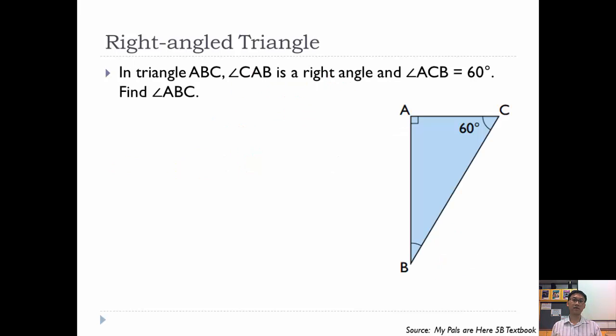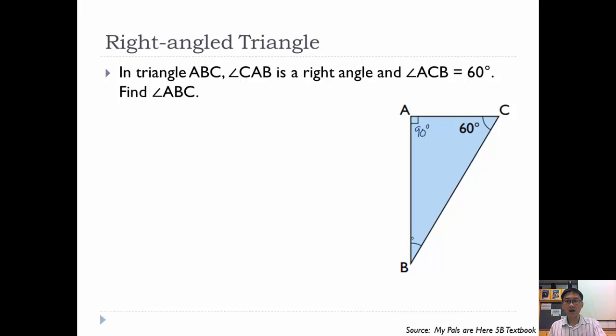So let's look at an example and figure out how to do this. In triangle ABC, angle CAB is a right angle, and angle ACB is 60 degrees. Always remember one thing: always update your diagram. Whatever is given, if they did not update it for you, you write it in. It's also good that once you see the right angle sign, you put in the measurement 90 degrees, so it reminds you.